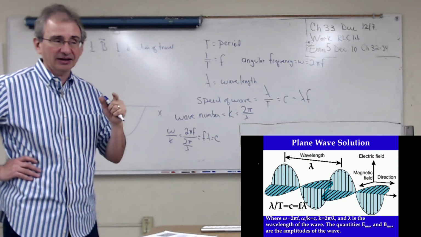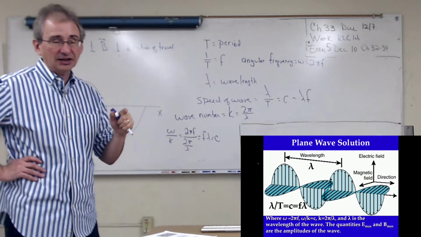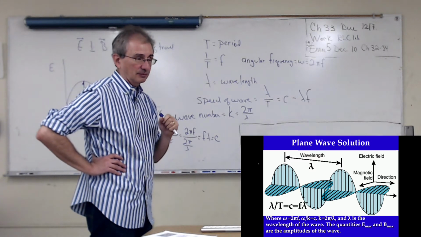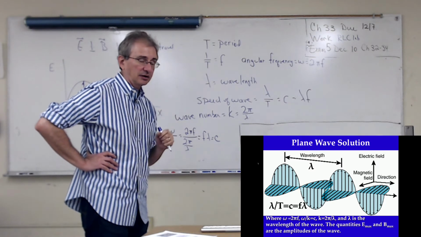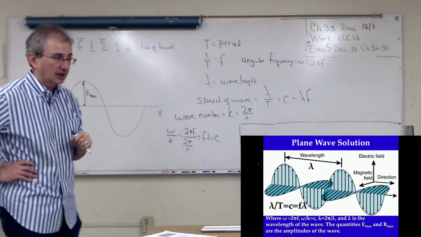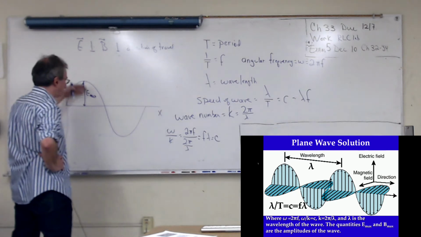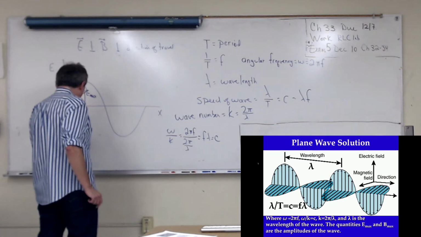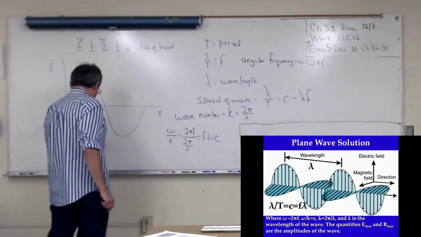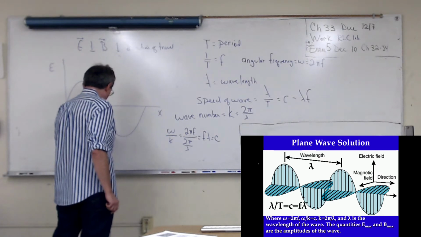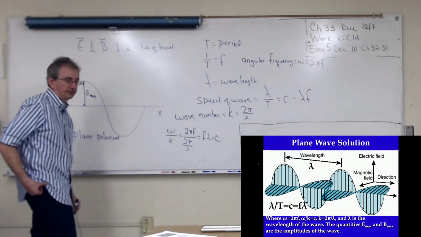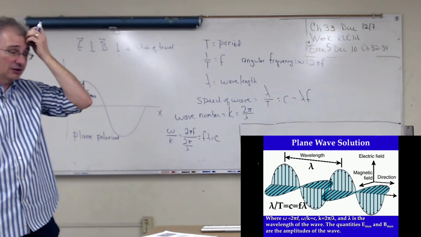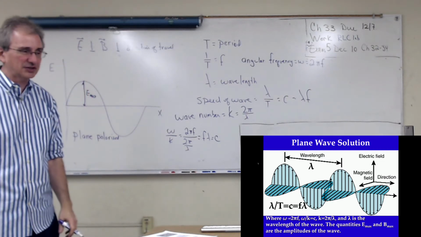So let me say it again. The oscillations of the electric field and magnetic field are in phase, but they're 90 degrees apart in terms of orientation. Any wave that oscillates in a plane like this is said to be plane polarized. And that's an important thing that you would talk about in 215 when we talk about polarization of light.